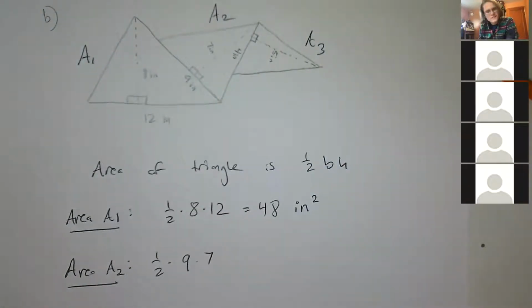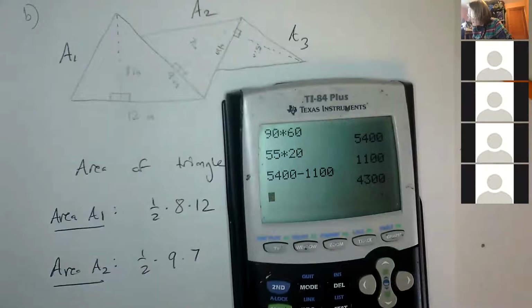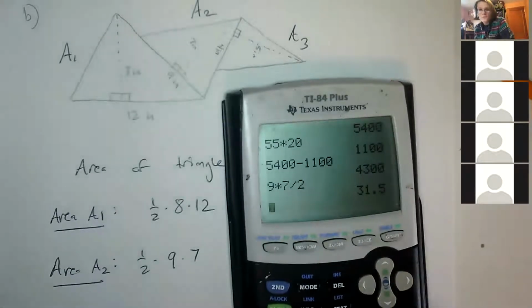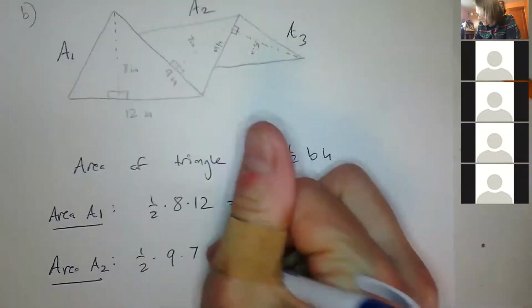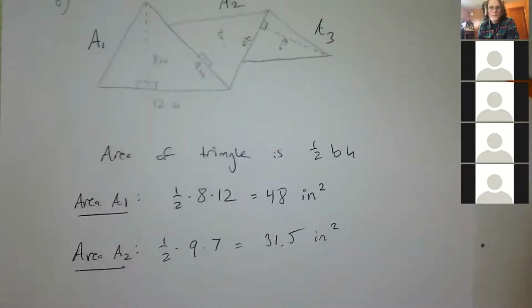What is that? It's going to be an ugly number, right? So maybe I'll just plug it into my calculator. So 9 times 7 divided by 2. 31.5 inches squared. Okay. Again, inches squared because everything is in inches.